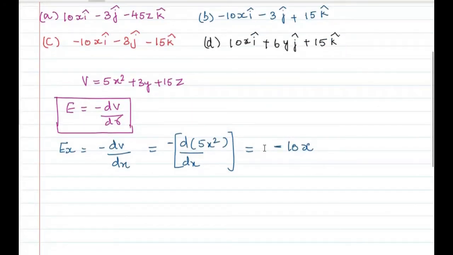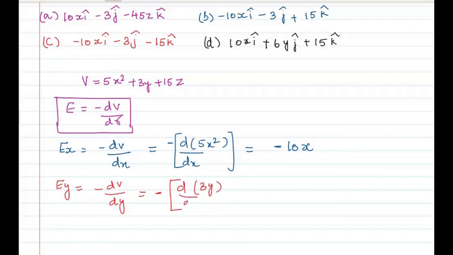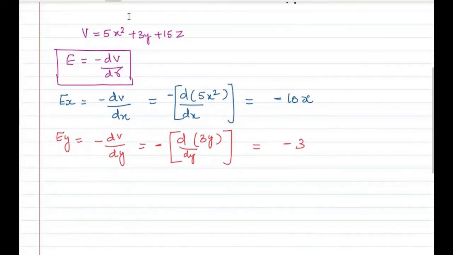Then you differentiate with respect to y. Ey will be equal to minus dV by dy, which is equal to minus the differentiation of 3y with respect to dy, so you'll get the answer as minus 3. When you differentiate 3y, you'll get the answer as minus 3.